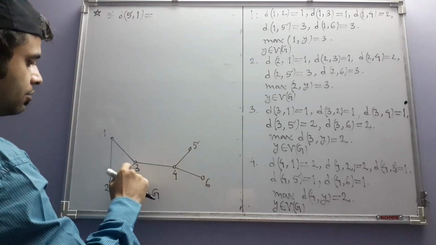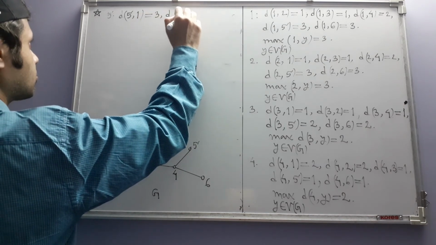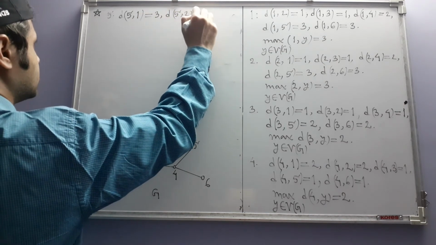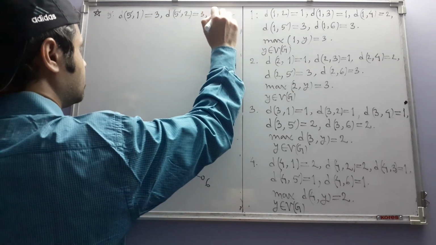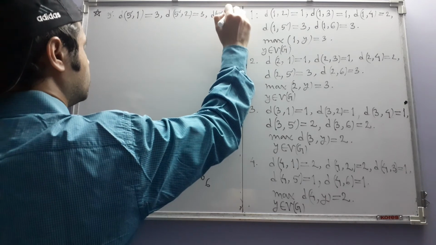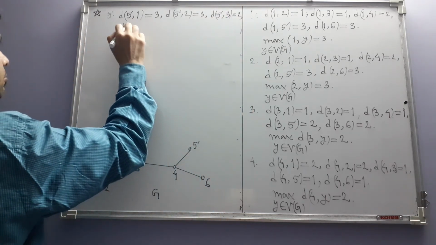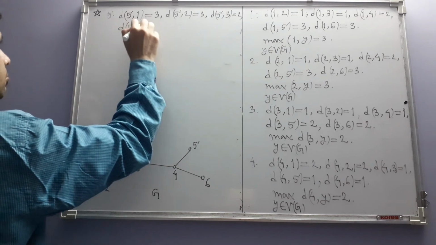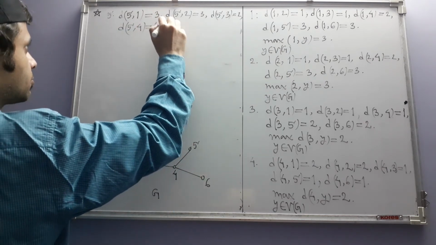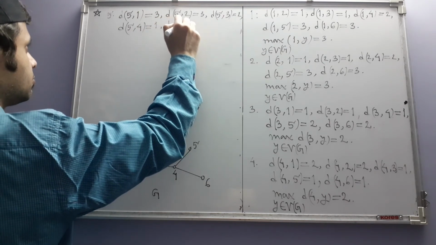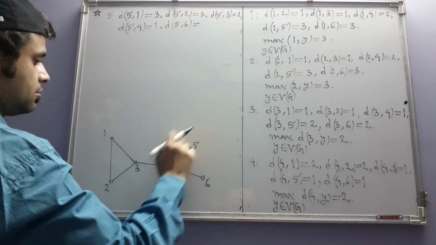Five and 1, 1, 2, 3. 5 and 2, that is also equal to 3. The distance between 5 and 3, however, is 2. 5 and 4 is 1, and the distance between 5 and 6 is 2.